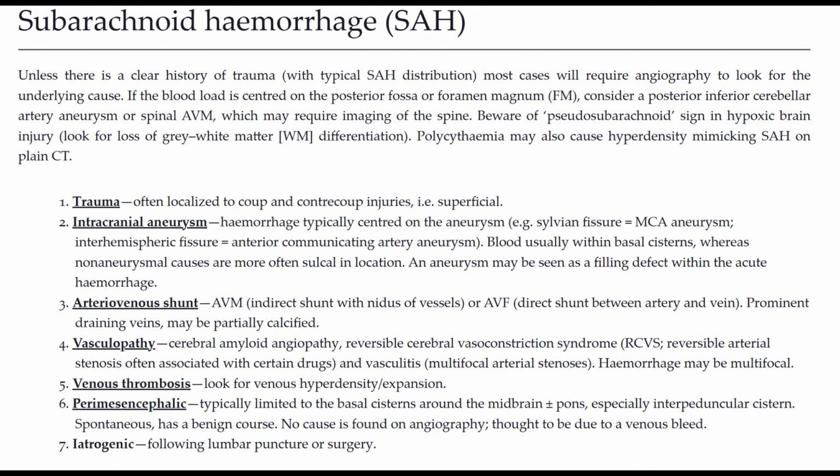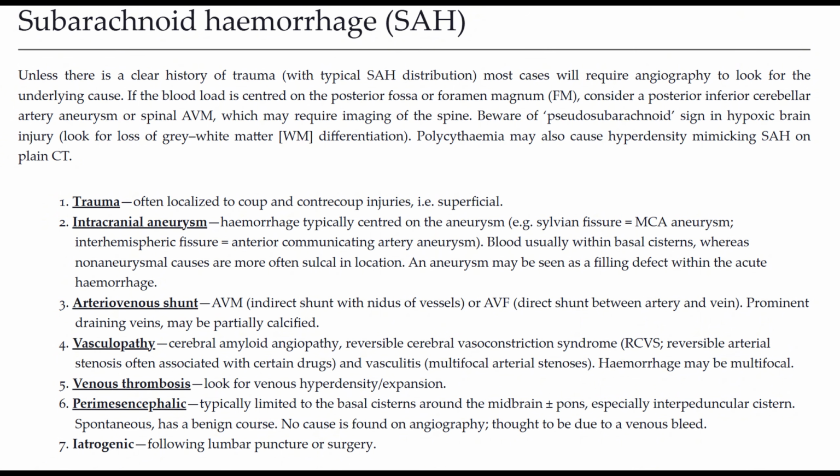A quick but important tip: if the blood is centered on the posterior fossa or around the foramen magnum, think about a posterior inferior cerebellar artery aneurysm or even a spinal AVM, and that means you might need to image the spine too. Now, there are also some mimics of subarachnoid hemorrhage to watch out for.